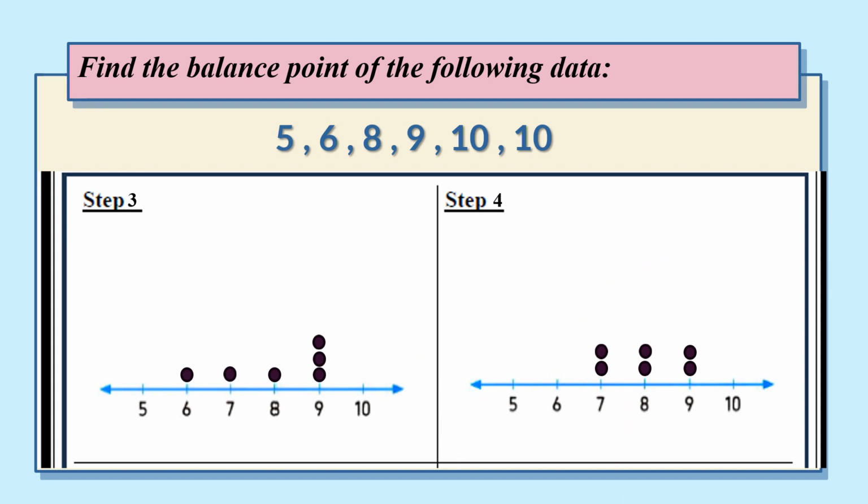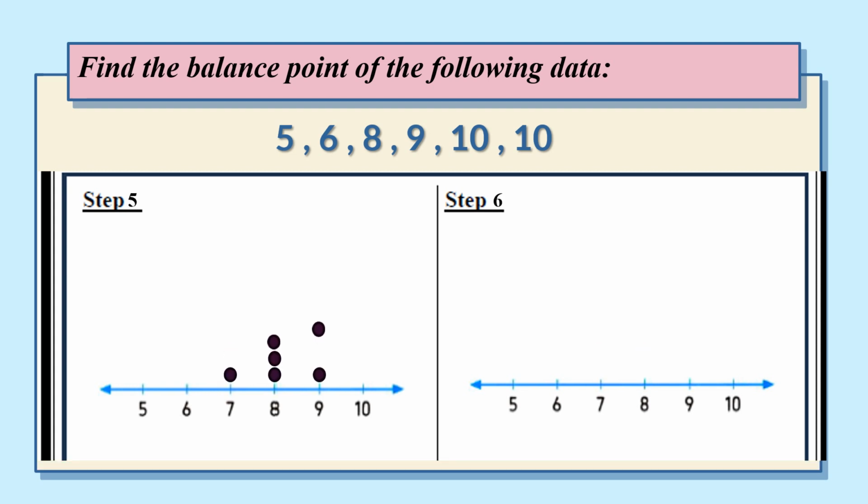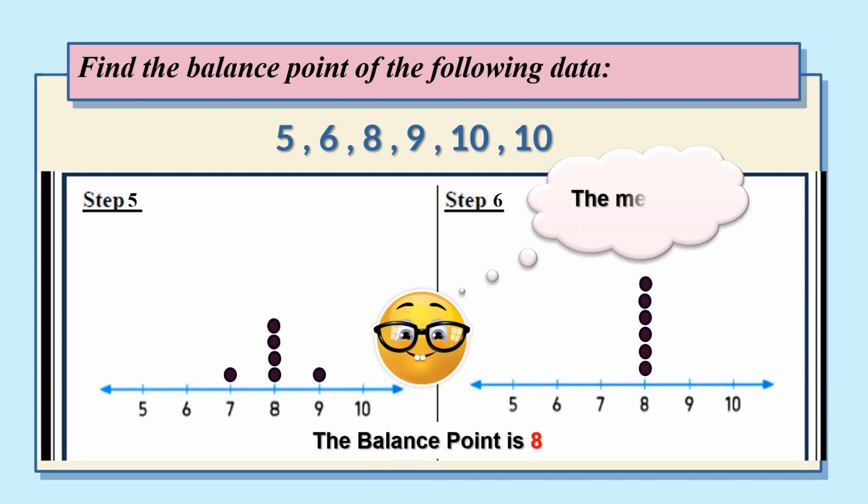We can continue moving the points, 1 point from the right with 1 point from the left. Now, also here we have a symmetrical shape. 4 points on 8, 1 point to the right of 8, and 1 point to the left of 8. If we move them again, it will be all the points on 8, so the balance point is 8. Don't forget, the mean is 8, so the balance point means the mean and also means the average.